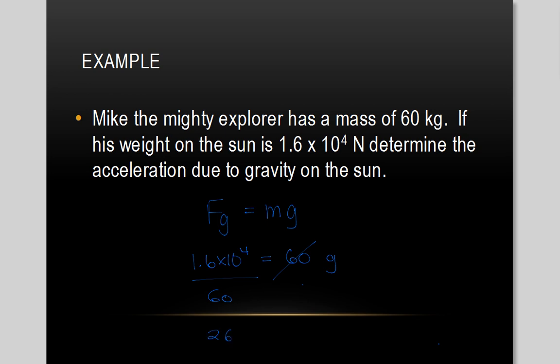So you get 266 repeating. The unit for acceleration is meters per second squared. Wow. Compare that to Earth. Earth is 9.81. On the sun, it's 266.66. You wouldn't want to get too close to that. This is what happened. You just get slammed into it. It feels so heavy. Oh my gosh.